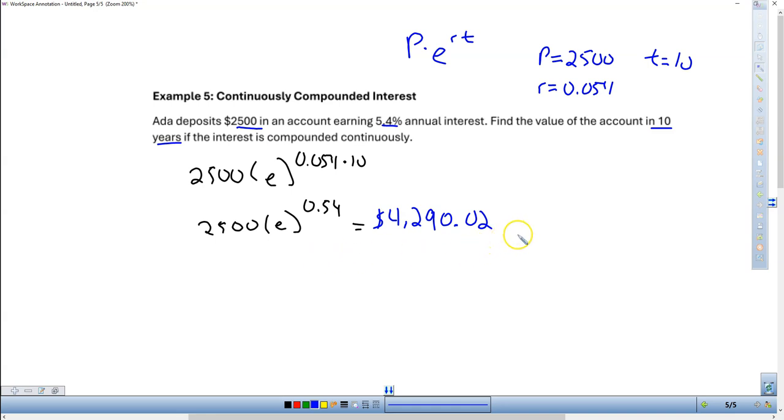So again, even with continuously compounded interest, you can see there is still that limit that we're going to be bumping up against. And limits, of course, are going to be a very important thing that we have to work with as we move forward with our learning.